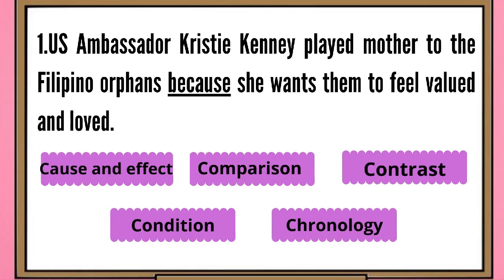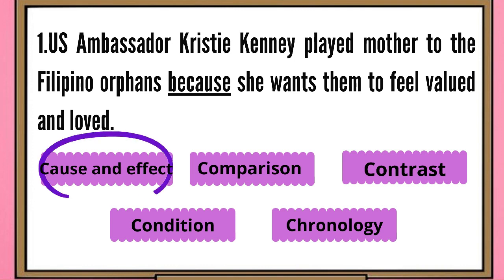U.S. Ambassador Christy Kenny played mother to the Filipino orphans because she wants them to feel valued and loved. The conjunction here is because. What do you think is the purpose of this subordinating conjunction based on how it is used in the sentence? Correct! The purpose is cause and effect. Because is used to tell us the reason why U.S. Ambassador Christy Kenny played mother to the Filipino orphans.